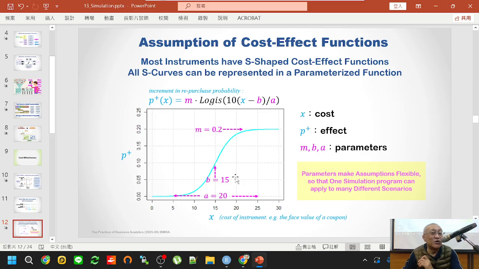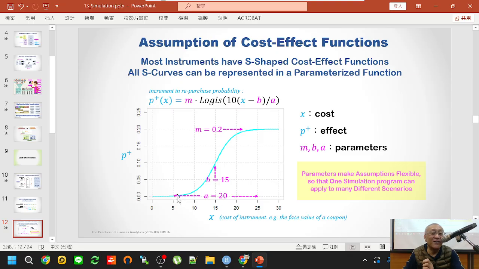So the higher the B, the costlier. It will cost more money to take effect. If I increase B, the S curve will shift to the right. It means that you need to spend more money to take the same effect. So B is the second important characteristic of the S curve. It controls the horizontal position of the S curve.